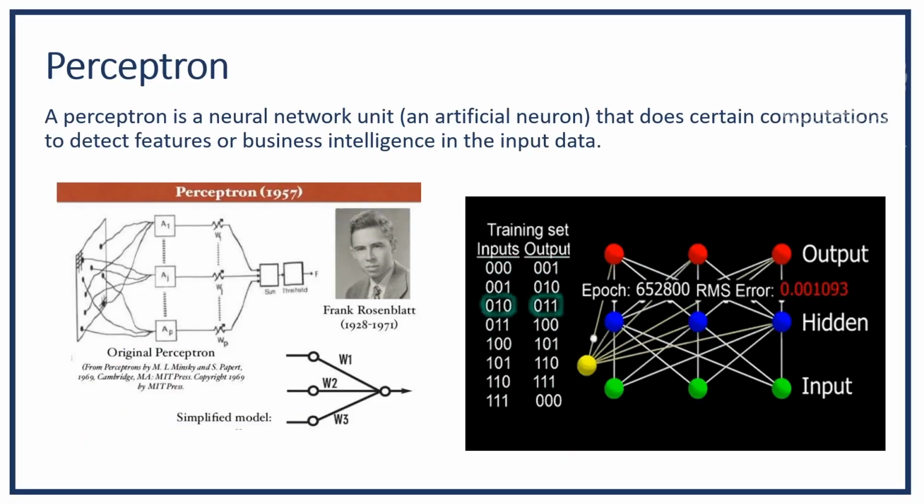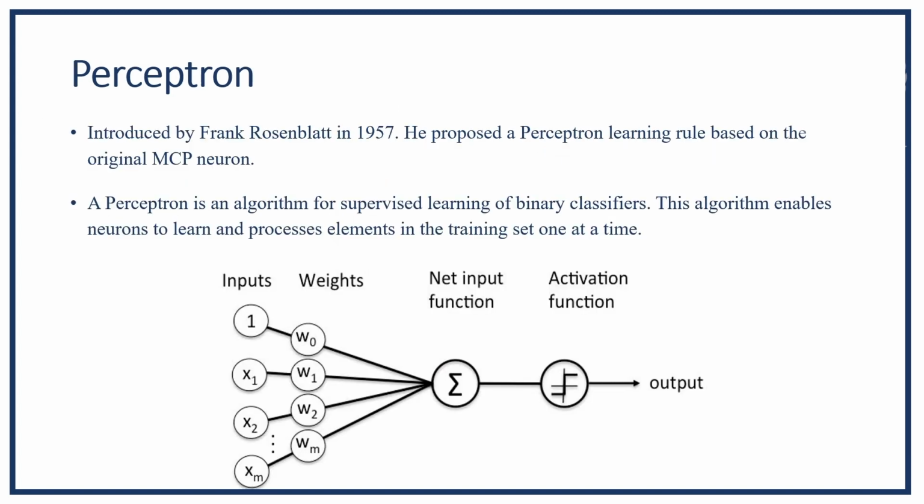A perceptron is a neural network unit, that is, an artificial neuron that does certain computations to detect features or business intelligence in the input data. Perceptron was introduced by Frank Rosenblatt in 1957. He proposed a perceptron learning rule based on the original MCP neuron. A perceptron is an algorithm for supervised learning of binary classifiers. This algorithm enables neurons to learn and processes elements in the training set one at a time.